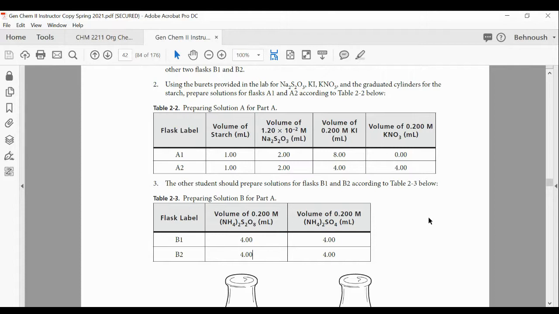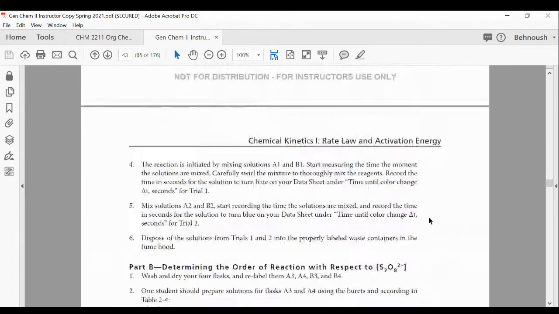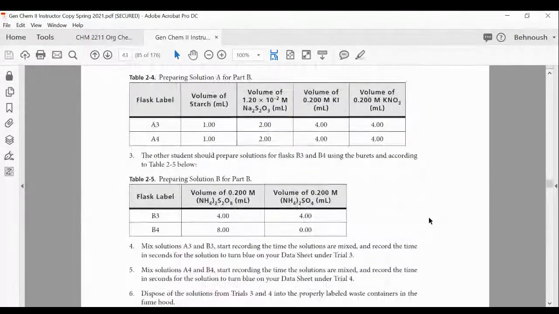For iodine. Now, in order to find the value for S2O8, you have to keep the concentration for KI the same. That's what you are doing in practice. You keep the concentration for KI the same, but you are changing the concentration of S2O8. So you keep this concentration for KI the same. You are changing the concentration for S2O8.